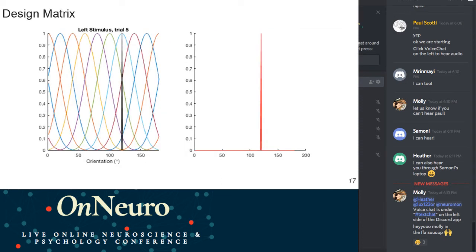Just as an example, let's say that in one of the trials, trial 5, the left gabor was oriented at 120 degrees. That would be represented by the light blue Gaussian. On the right, you can see that that's just the spike where the orientation is. Ideally, it would be represented fully as the light blue Gaussian and represented less fully by the green and by the red, and even less fully by the purple and the dark blue.